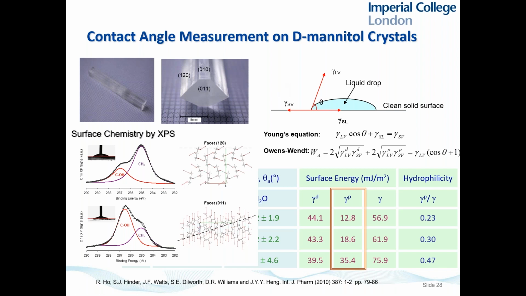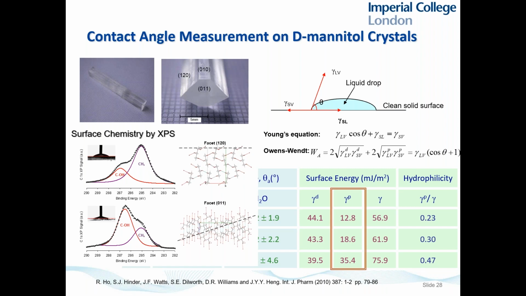If we do X-ray photoelectron spectroscopy, which is a way of determining the population of groups on the different crystal facets, we'll see here the 011 has a large concentration of OH groups, probably about 3 to 4 times higher than on the 120 facets. In other words, there are lots of hydroxyl groups here and not so many there.